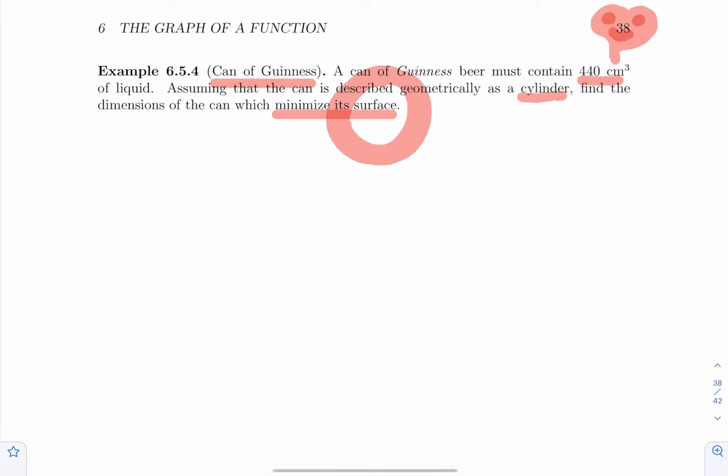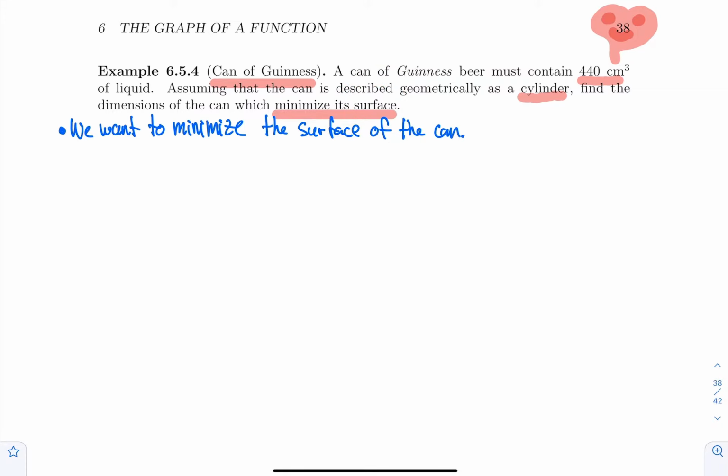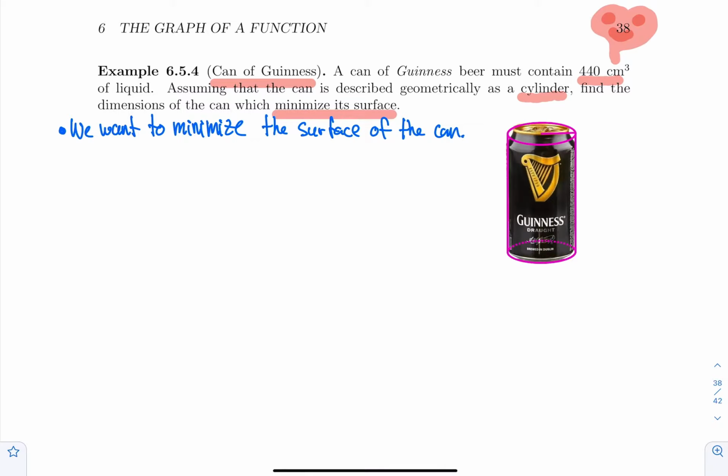So here we go. We want to minimize the surface of the can. That's the goal. So the question says we can assume the can is a basic cylinder. So let's draw a picture of a can here. So here's a can of Guinness, and I'm just drawing over that can of Guinness a basic cylinder.